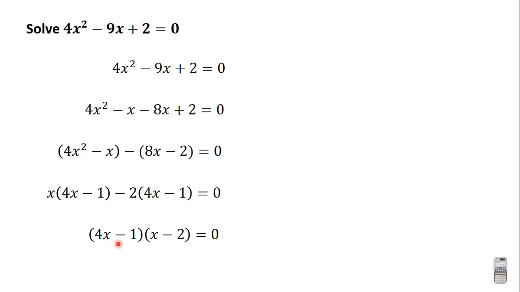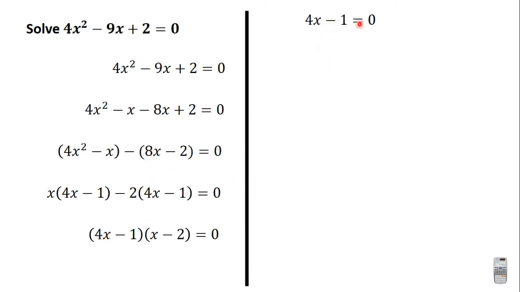We have learned that to solve this quadratic equation, we will equate the expression in both the first bracket and the second bracket to 0. I'm going to bring this line so that we can continue with our solution here. The expression in the first bracket is 4x minus 1. So we equate 4x minus 1 to 0. We have 4x minus 1 is equal to 0.